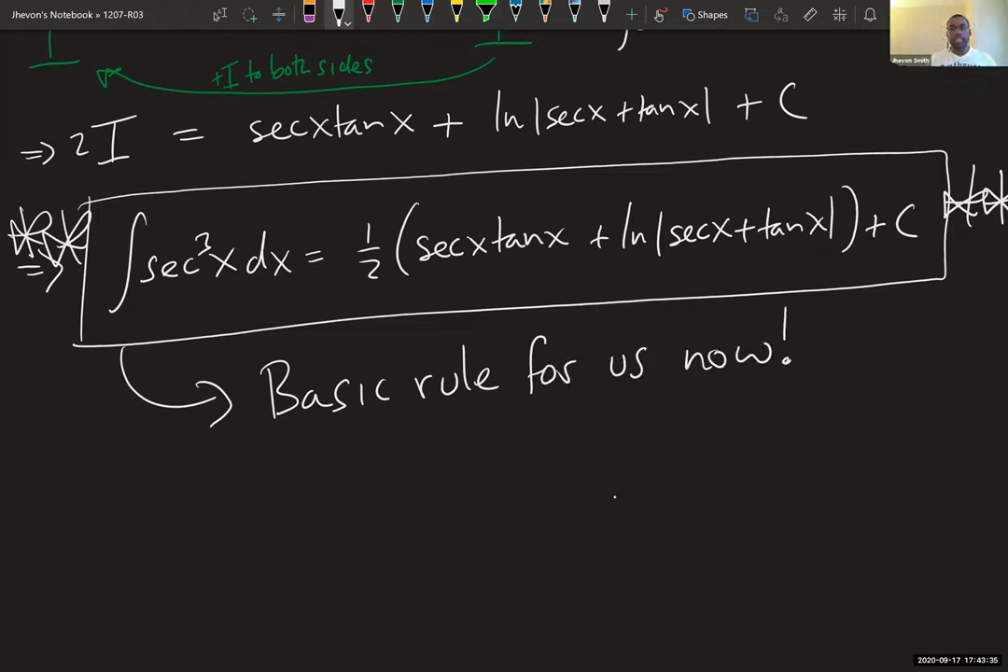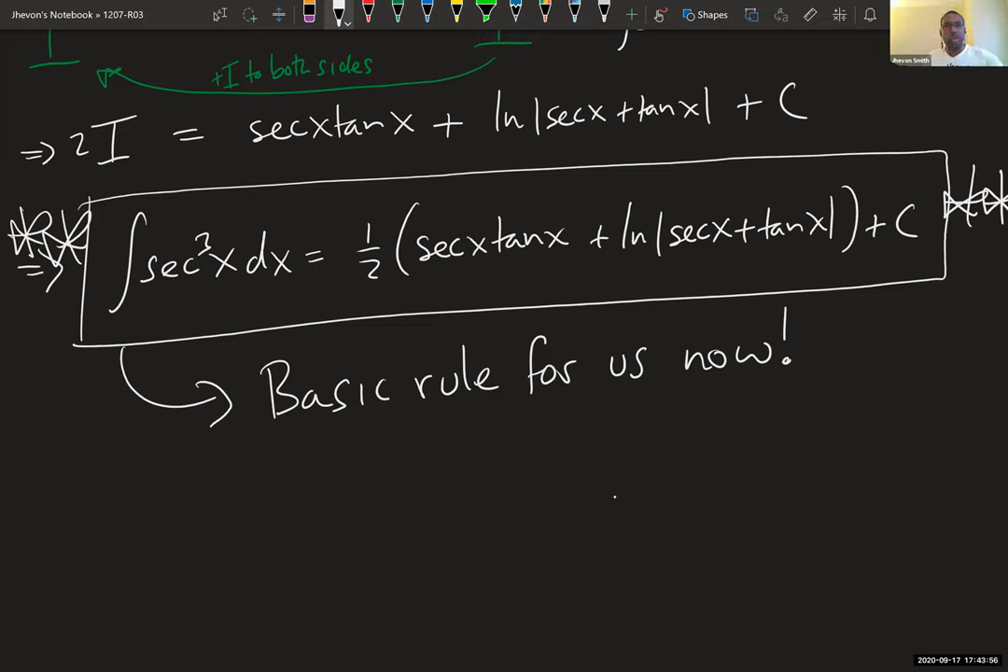Know the integral of secant cubed by heart. It actually shows up more often than you would think, all right? So if you're ever in a situation where, even in future calculus classes and a lot of physics classes, it just so happens that secant cubed, for whatever reason, just shows up all the time.